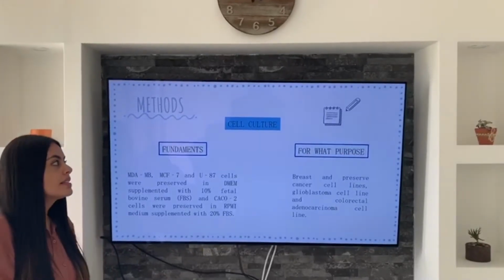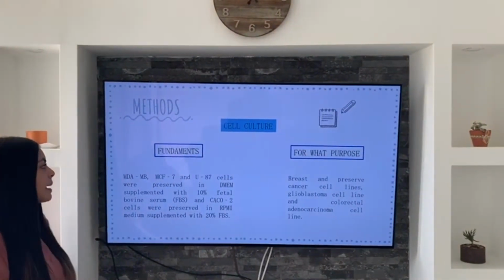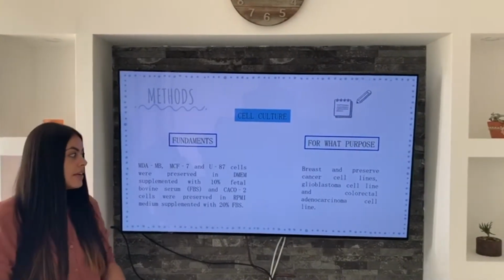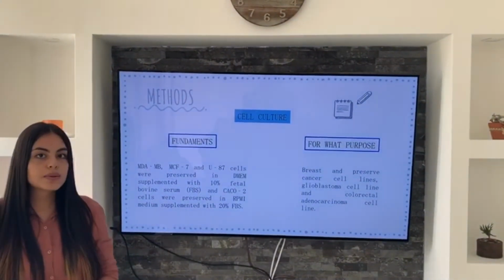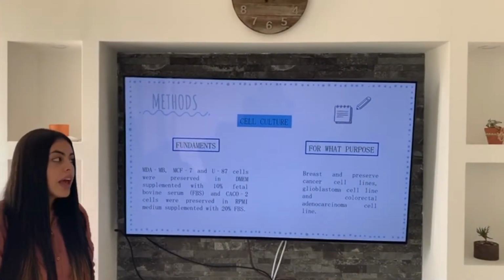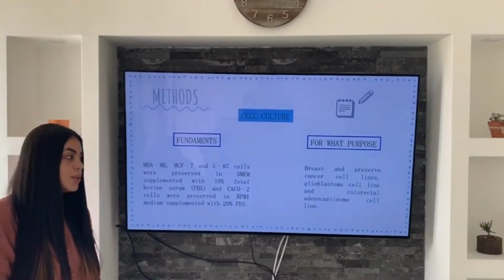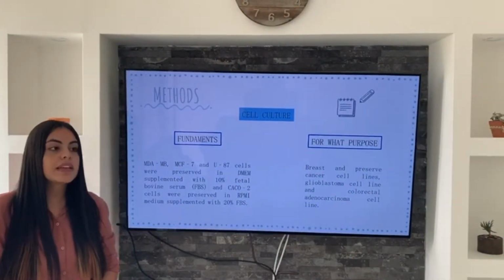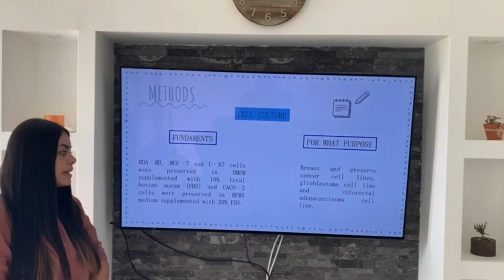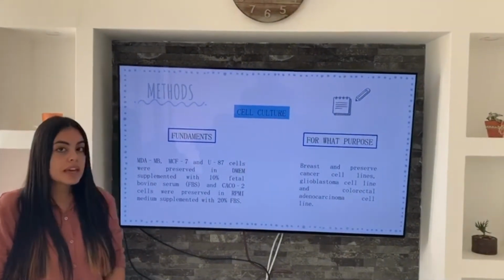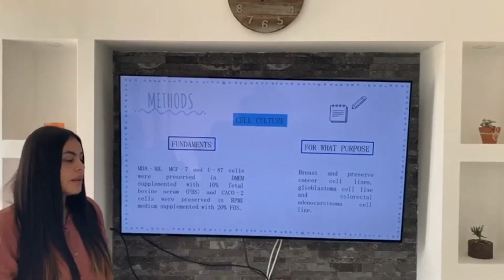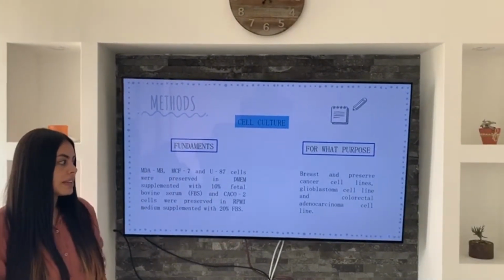The other method is the cell culture, and the fundamentals are that the MDA-MB, the MCF7, and the U87 cells were preserved in Dulbecco's modified Eagle medium supplemented with 10% of fetal bovine serum, and the Caco-2 cells were preserved in Roswell Park Memorial Institute medium supplemented with 20% of FBS. And the purpose is to freeze and preserve the cancer cell lines, the glioblastoma cell line, and the colorectal adenocarcinoma cell line.